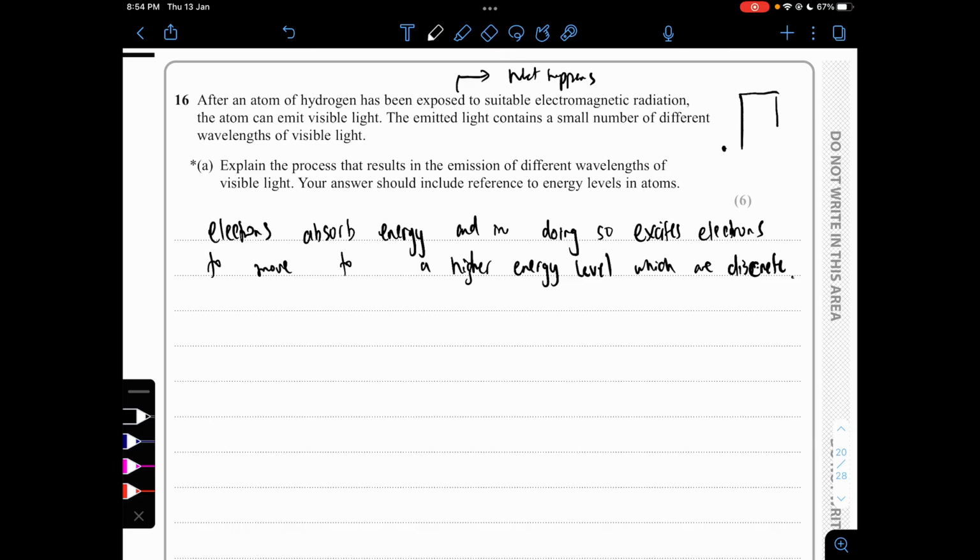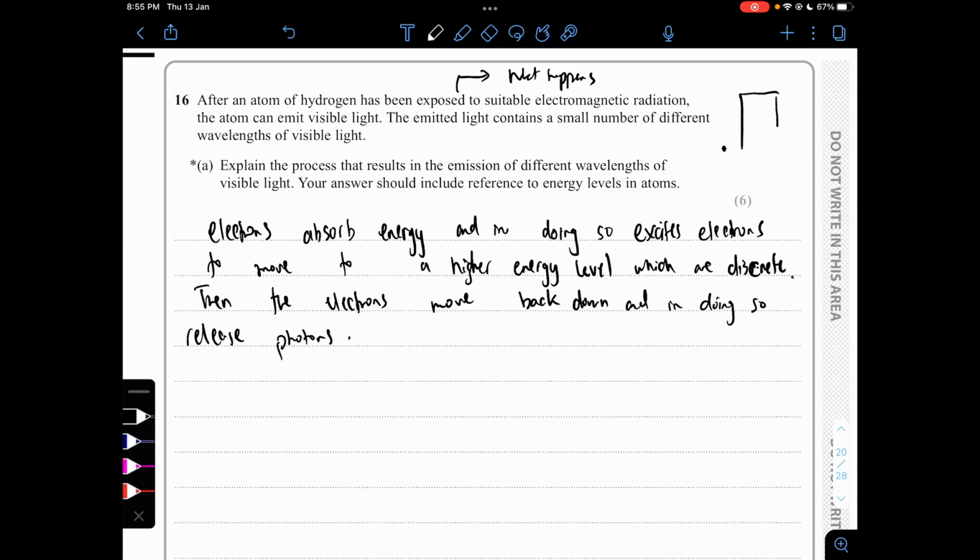Then the electrons move back down, and in doing so, what do they do? They release photons, right? Release photons.